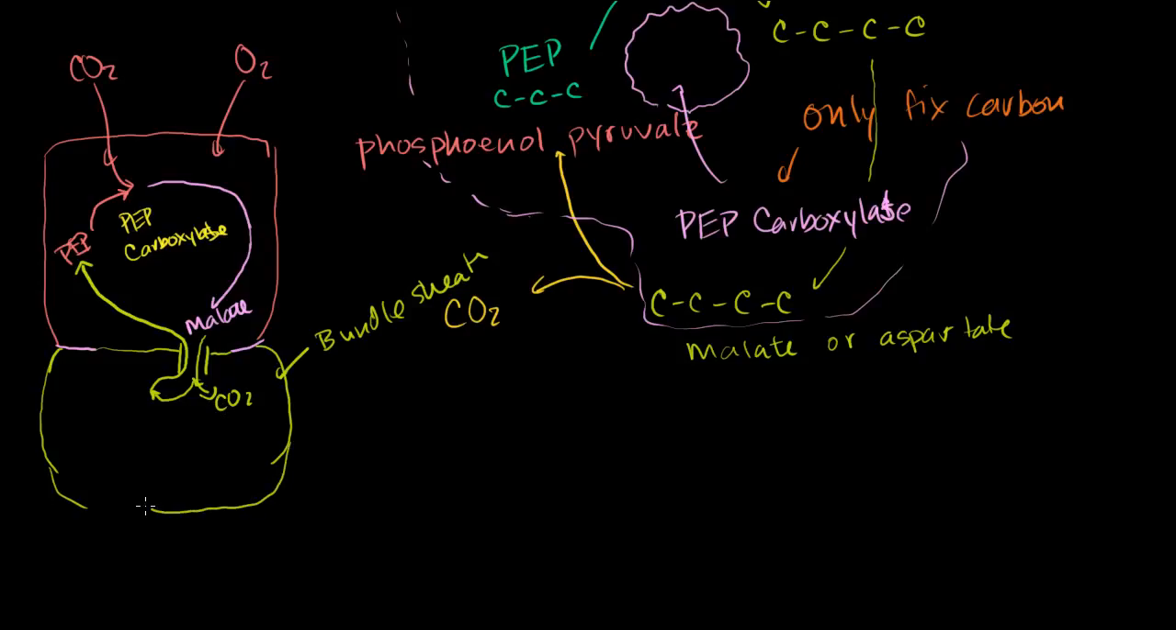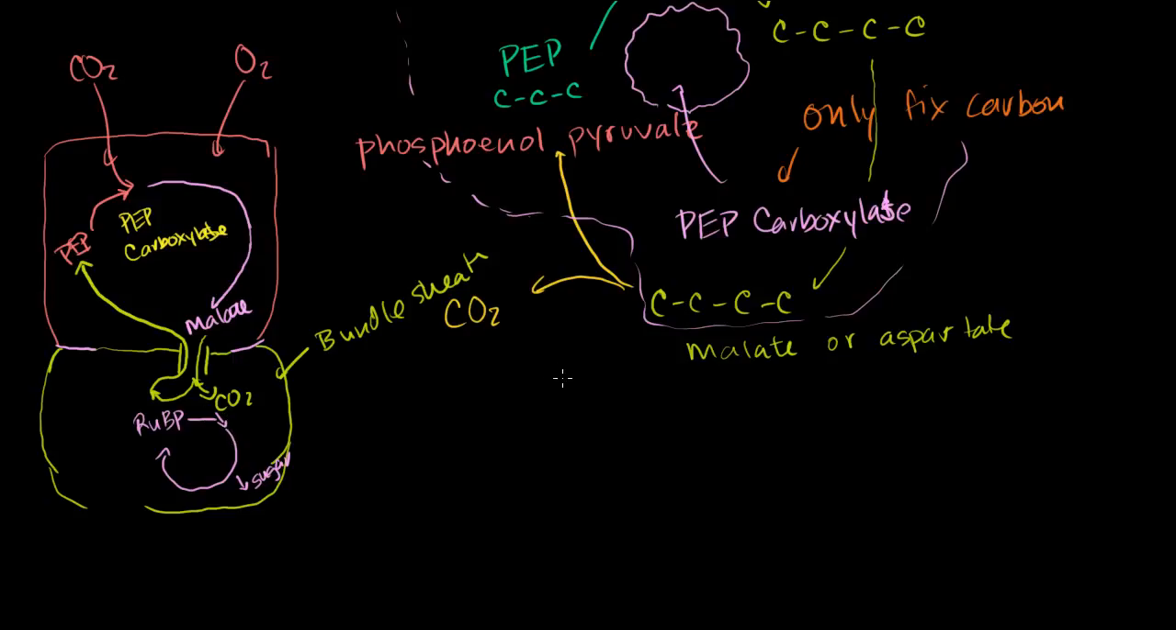So now, inside this deeper cell, this bundle sheath cell, I can fix the carbon dioxide with the ribulose bisphosphate using Rubisco, just like we learned in the original Calvin cycle. And we have the whole cycle, and we produce our sugars. We produce our phosphoglyceraldehydes, or PGALs, whatever you want to call them. And the whole value of this is that we were able to avoid the photorespiration problem, because now the Calvin cycle is occurring in an environment that only has carbon dioxide.